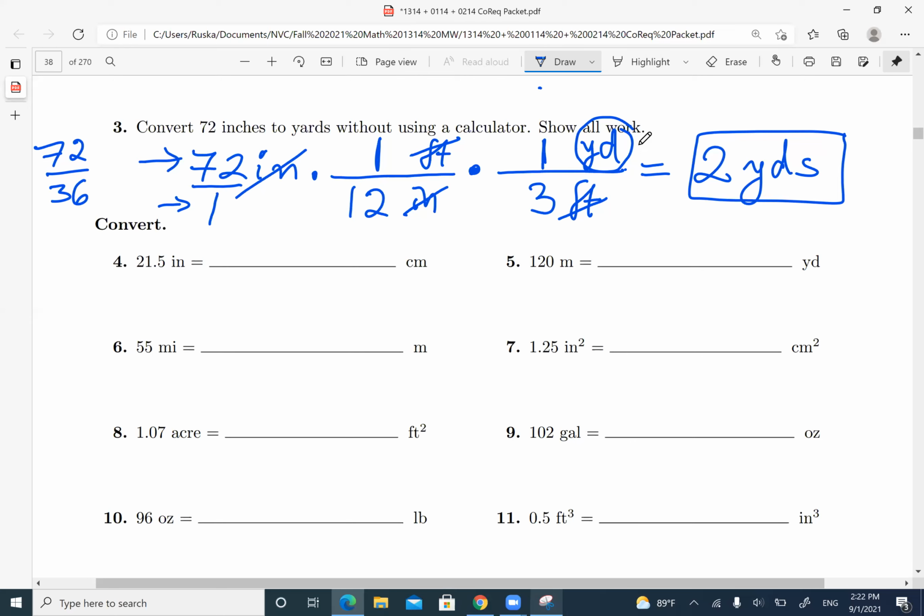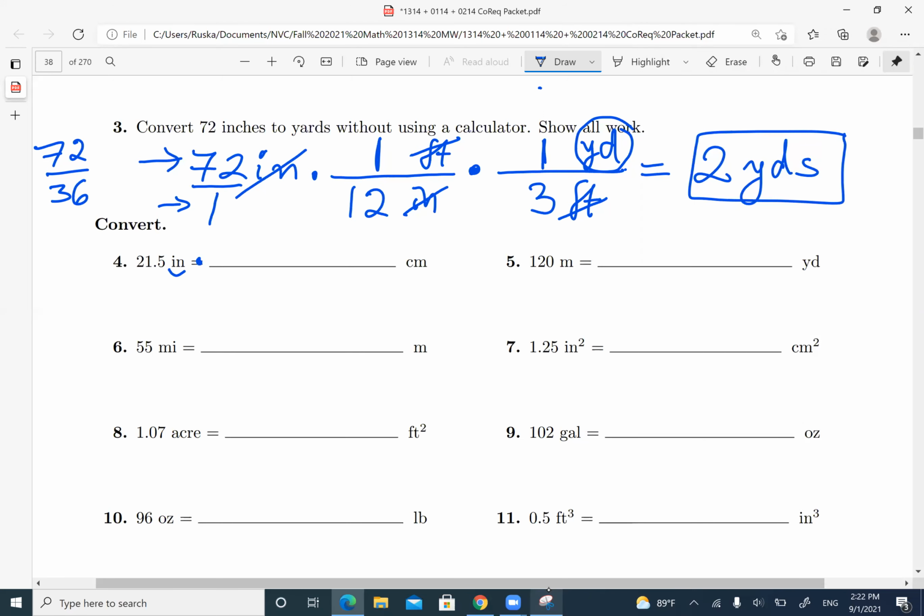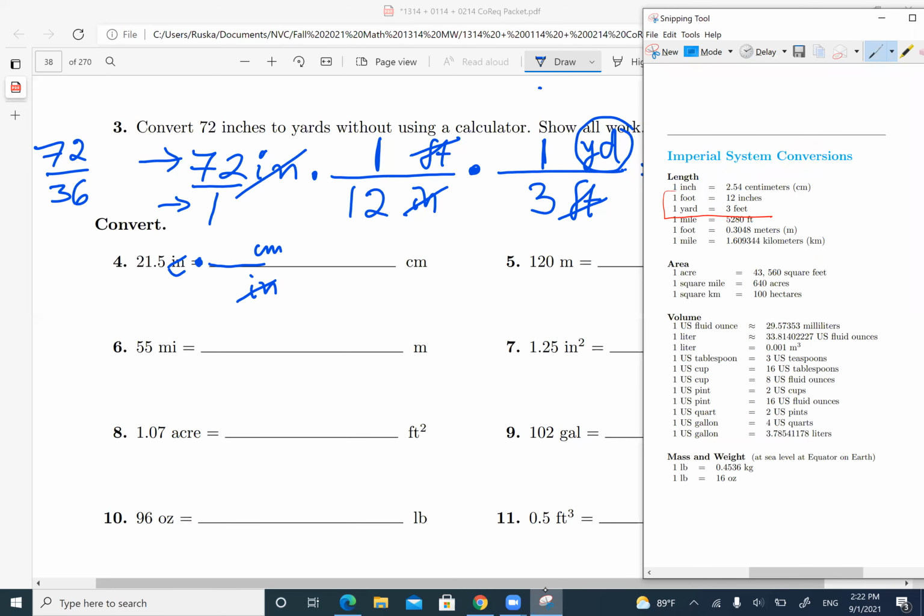So now let's go ahead and do the next one. The next one we have is 21.5 inches, and I have to go to centimeters. So let's see what is the conversion between inch and centimeter. So I know 1 inch is 2.54 centimeters, right? So here I'm going to multiply by inch in the bottom because I want to cancel the inch, and centimeter in the top. Okay, and here we have the conversion.